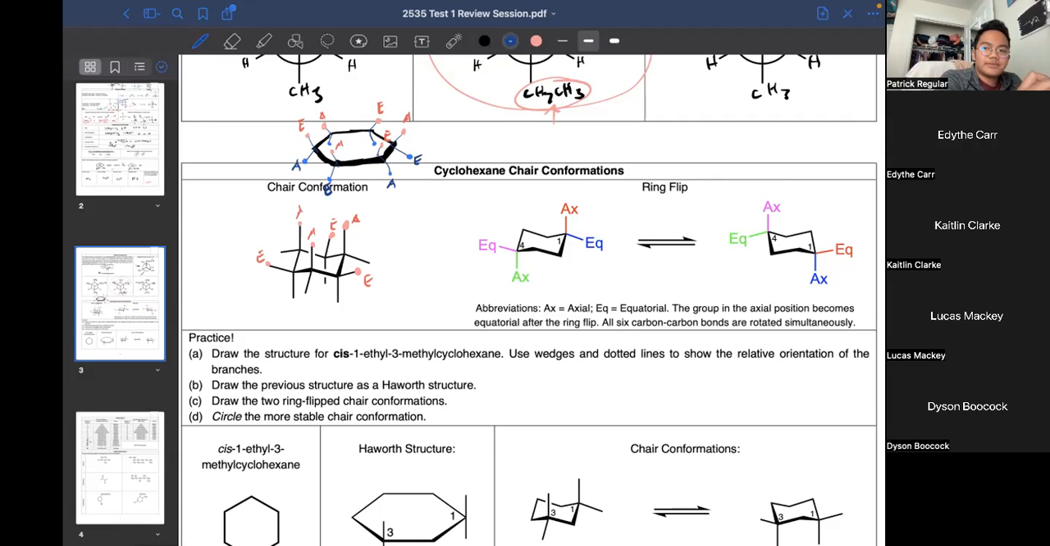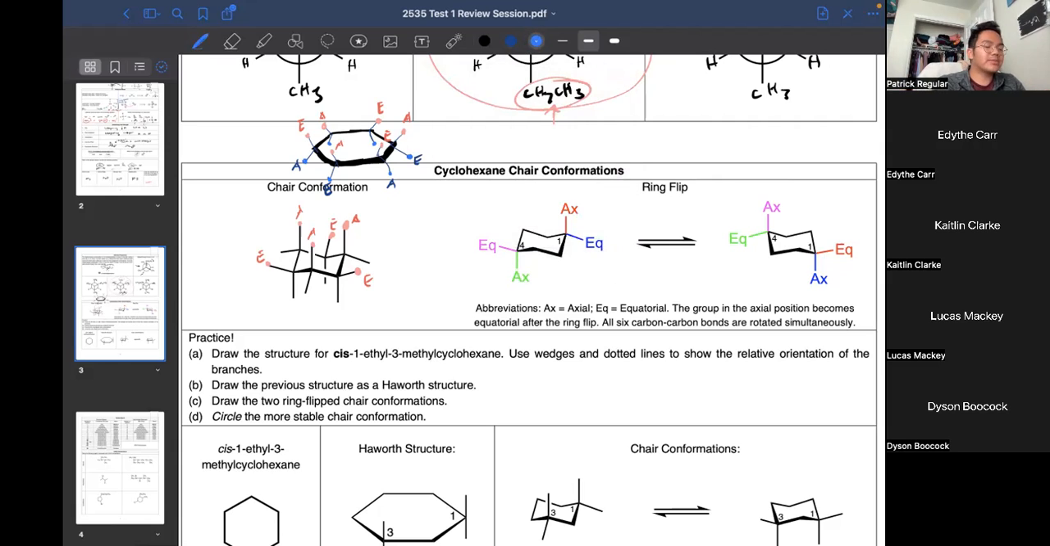So I have a question about those two. On a couple of the practice exams, they asked which chair structure was more stable. So comparing those two at the top, how would you tell which one is more stable? The more stable one, you consider methyl groups and ethyl groups. That's what they usually have. And that's when they're in the equatorial position.